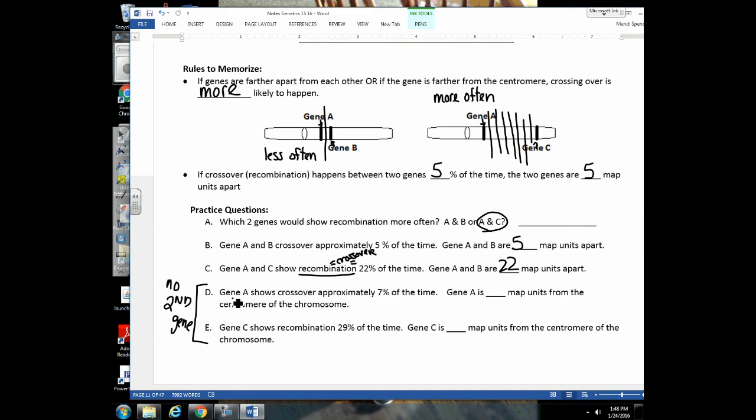So if we see crossover for gene A approximately 7% of the time, then we say that gene A is 7 map units from the centromere of the chromosome. Gene C shows recombination 29% of the time. Gene C is 29 map units from the centromere. So again, very simple problems, but very confusing if you've never seen them before.